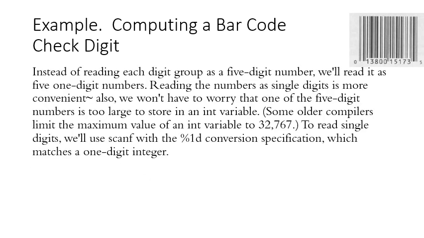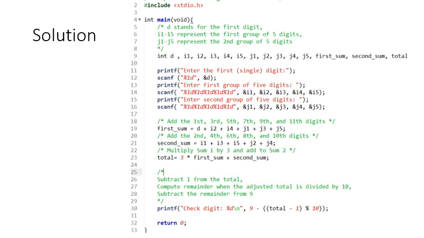Instead of reading each digit group as a 5-digit number, we'll read it as single digits. Reading the numbers as single digits is more convenient, and we also won't have to worry that one of the 5-digit numbers is too large to store in an int variable. Some older compilers limit the maximum value of an int to 32,767. To read single digits, we'll use scanf with a %1d conversion specification, which matches only one integer digit. Okay, so here's the code.